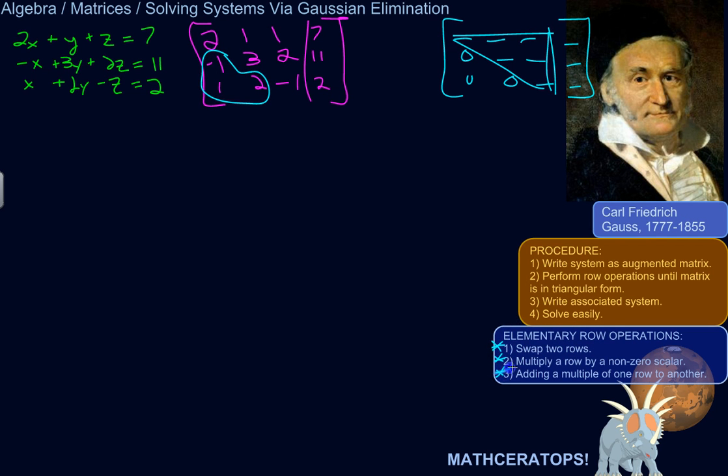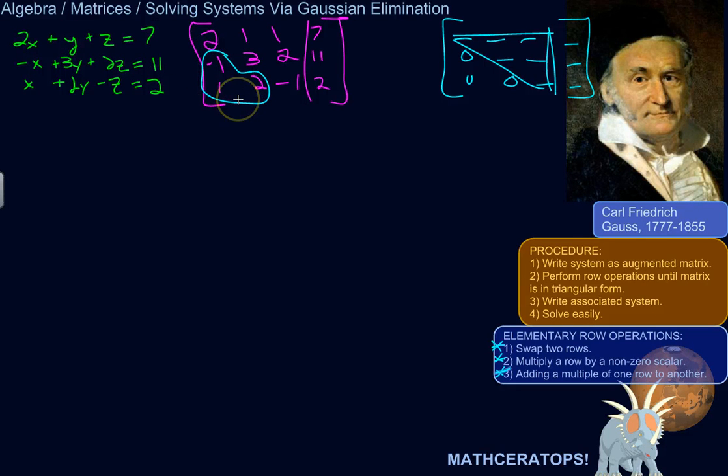So there's three things we're allowed to do. We can swap two rows. That's not going to help us here. We can multiply a row by a non-zero scalar. You can't just multiply a row by 0, just turn the whole row off. That doesn't get you anywhere. And you can add a multiple of one row to another. So let's see what we can do here.